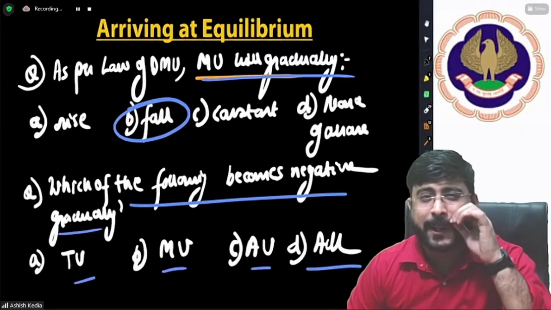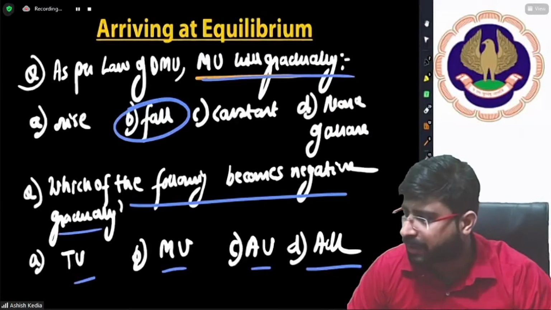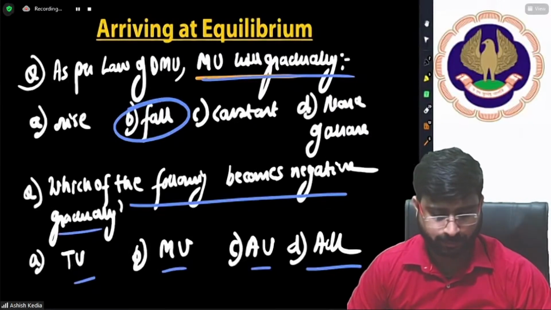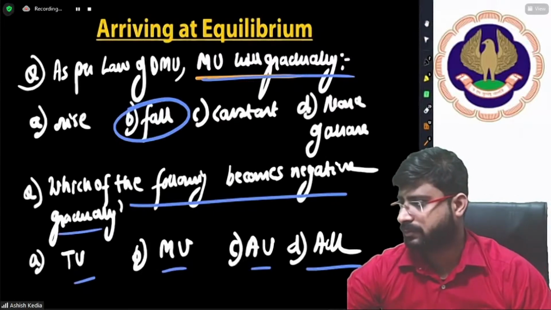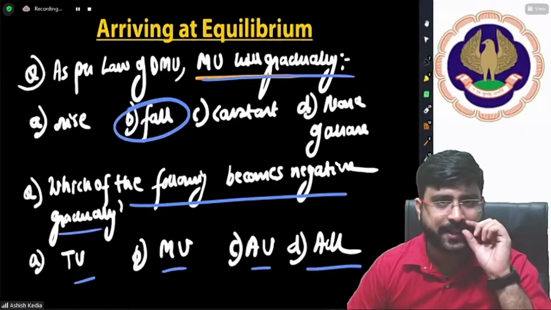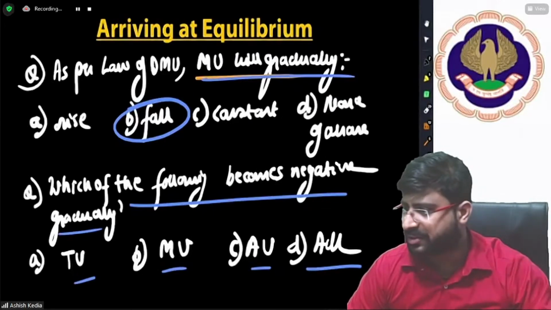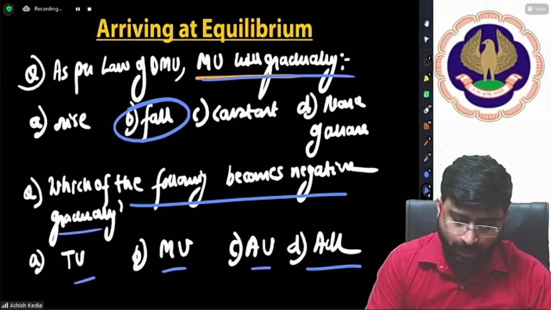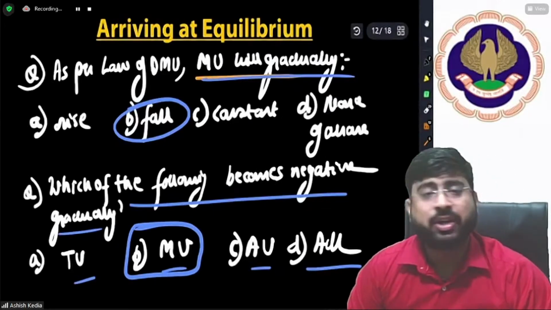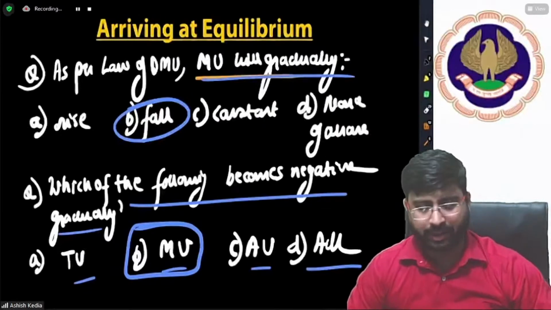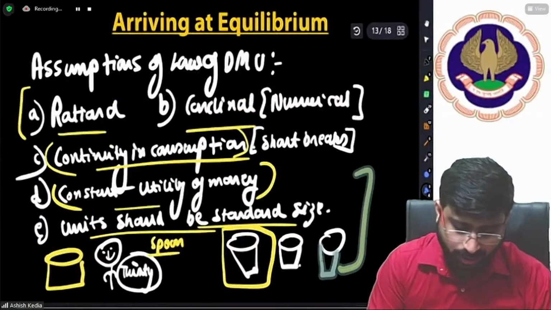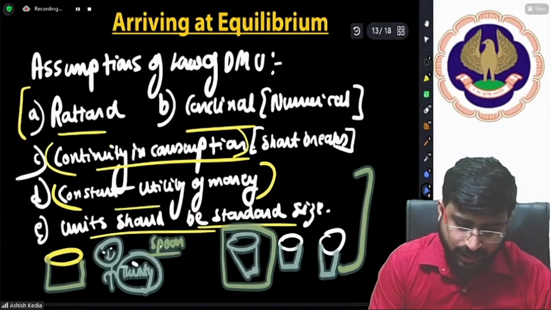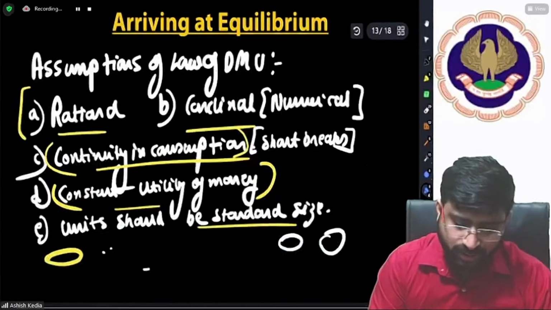TU is nothing but aggregate of MU. Yes, that's right. So MU can become negative. TU will not become negative, obviously. So we have understood this. Okay, sir.